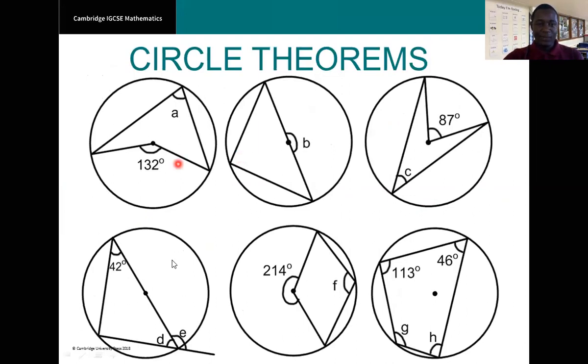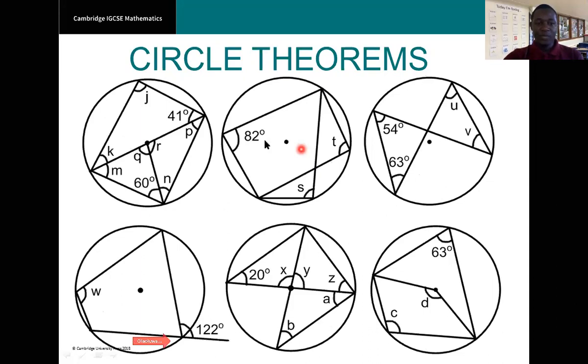Angle at center, we apply angle at center is twice angle at circumference. Angle in a semicircle. Angle at center is twice angle at circumference. Opposite angles of a cyclic quadrilateral. Angle at center is twice angle at circumference. Angle in a semicircle, and then sum of angles on a straight line. Also, you have the exterior angle of a triangle applying in that particular case. Okay, let's go to the next slide.